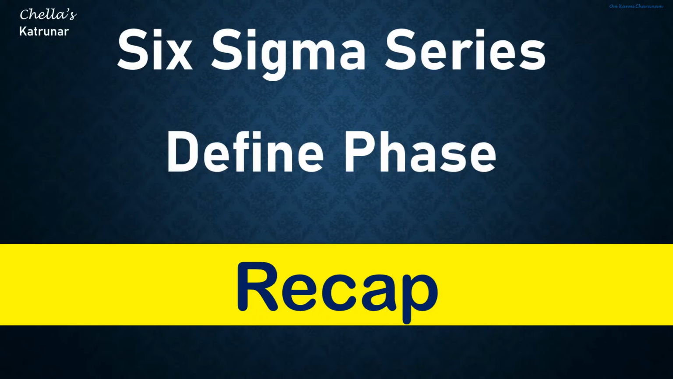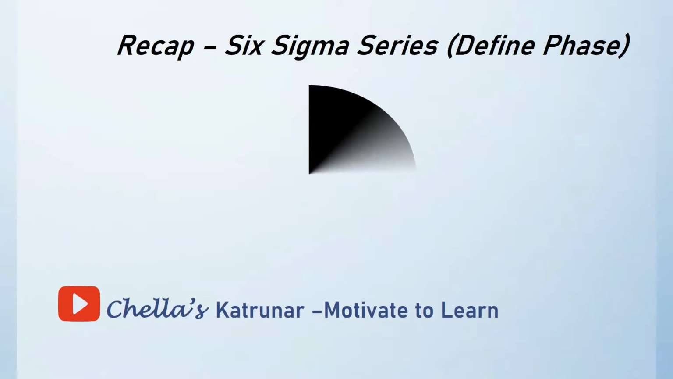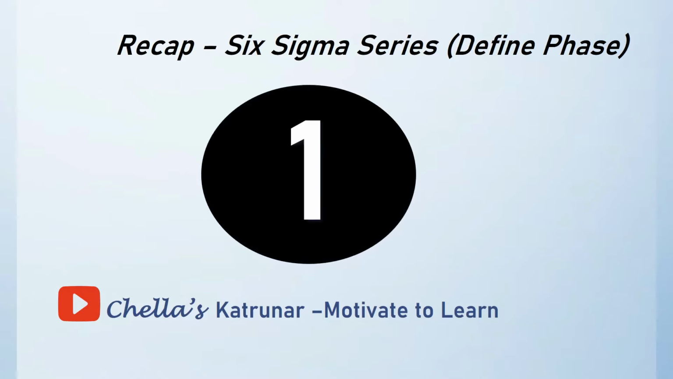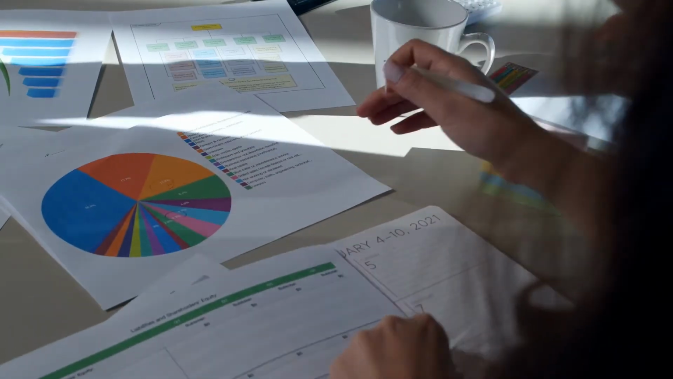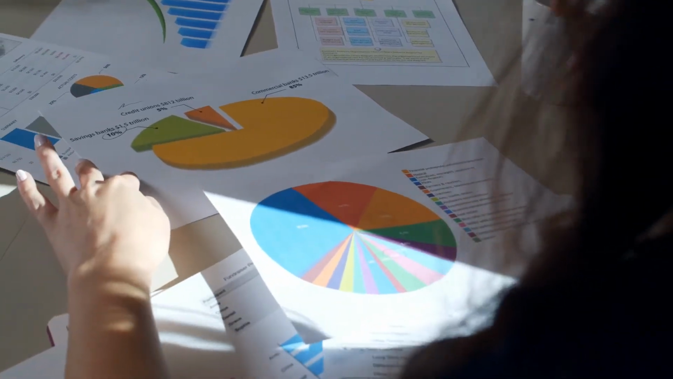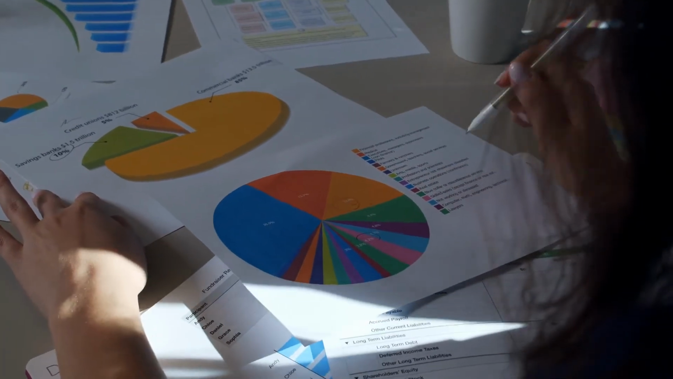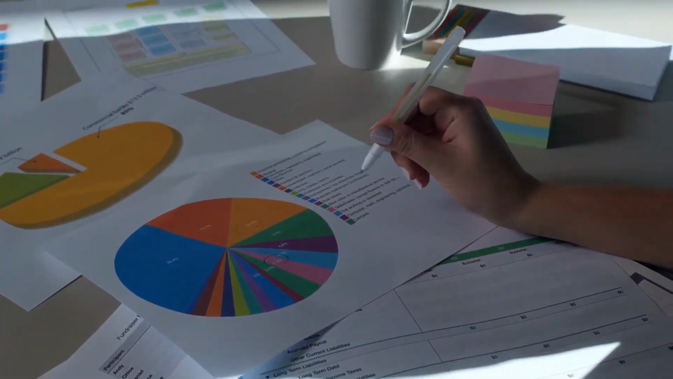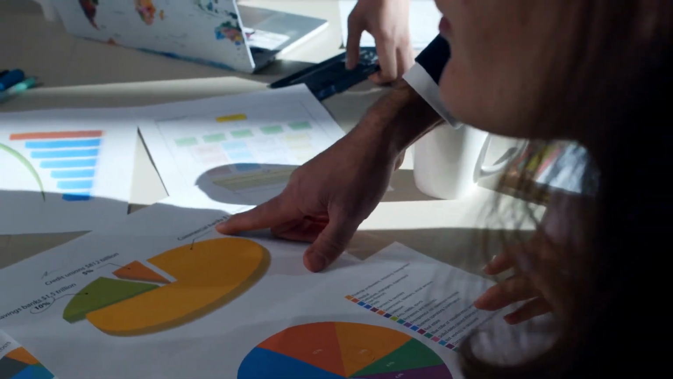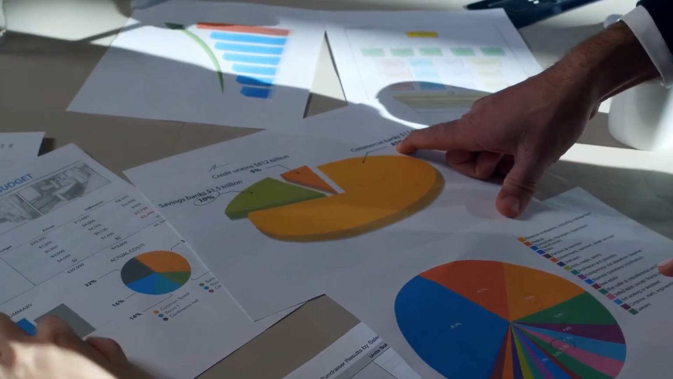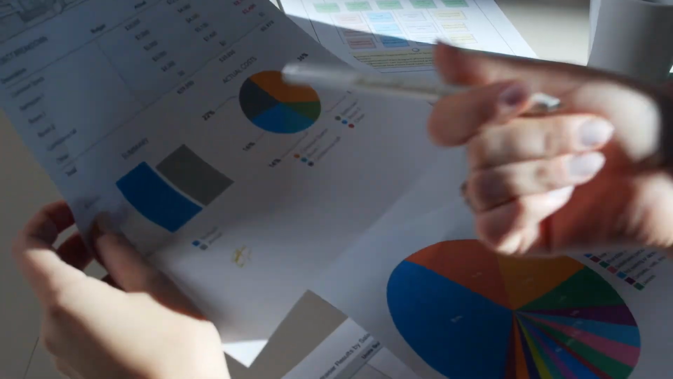Friends, in this video, let us quickly recap 15 important points that we learned out of the Define phase. Point number 1. Six Sigma is the methodology to solve the complex problem using statistical tools by CFT team members.